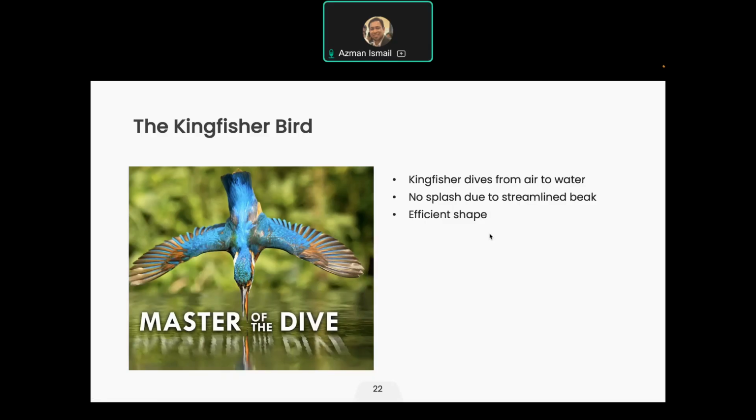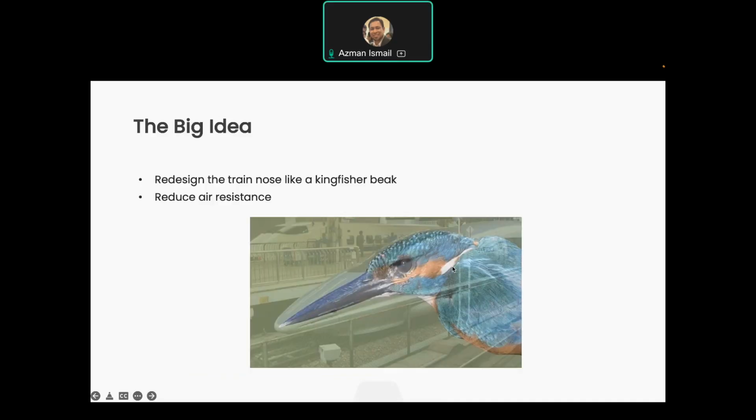Okay, so during his hobby as a bird watcher, he accidentally saw that the kingfisher bird is a master of diving. When the bird enters the water, there's no splash, because of the streamlined beak design, and it's an efficient shape to reduce the pressure itself. So the big idea now, they redesigned the train nose like a kingfisher beak. Okay, it actually reduces air resistance.